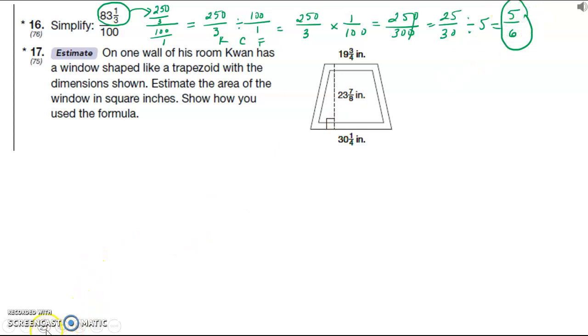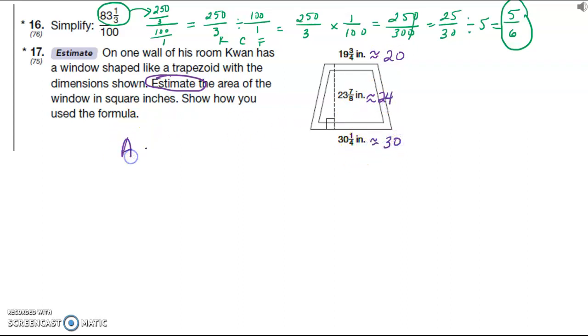Let's change colors and do 17. On one wall of his room, Quan has a window shaped like a trapezoid with the dimensions shown. Estimate the area. So go ahead and pause this. If you have the area of a trapezoid formula, you can fill in the blanks. See if you can get this one right. So this is approximately 20. This is approximately 24. And this is approximately 30.